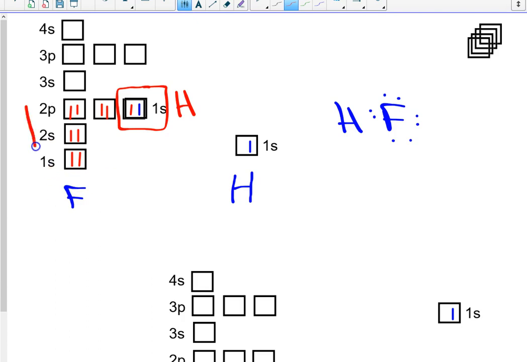And then fluorine's valence would be all 8 right here, and it feels like it has a full octet. Who's okay with that so far? All right, the 1s and the p literally overlap, and they're going to form what we call hybrid orbitals.